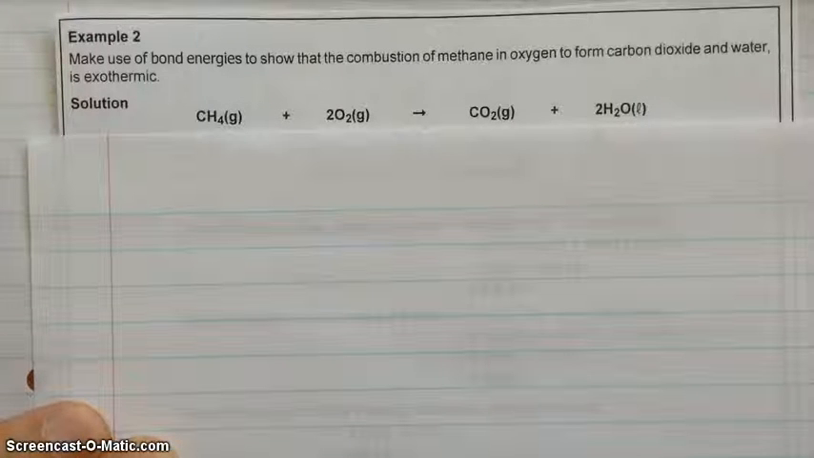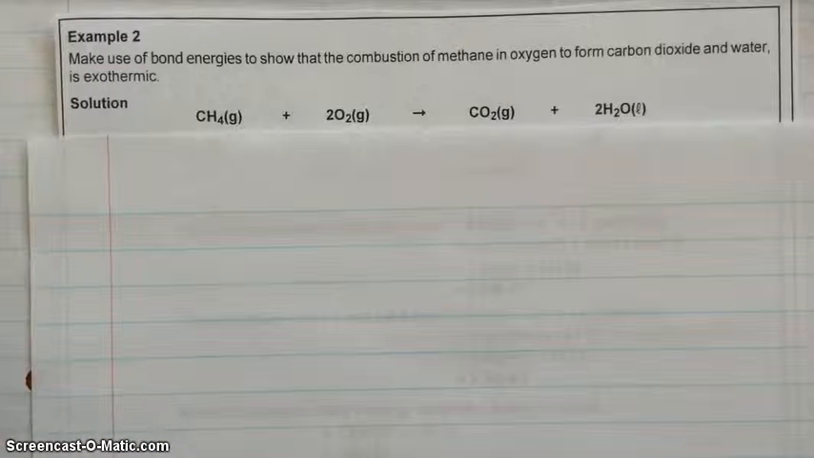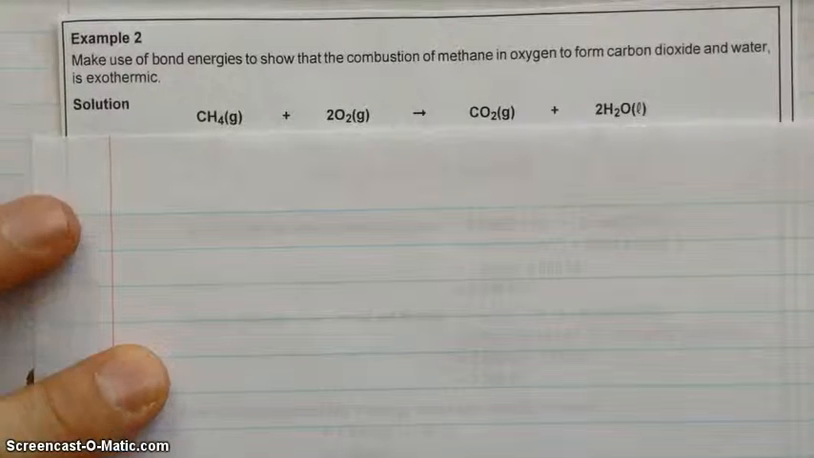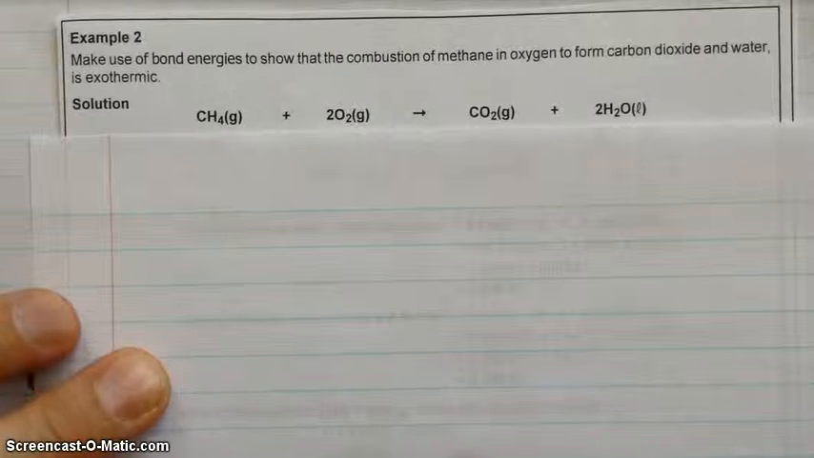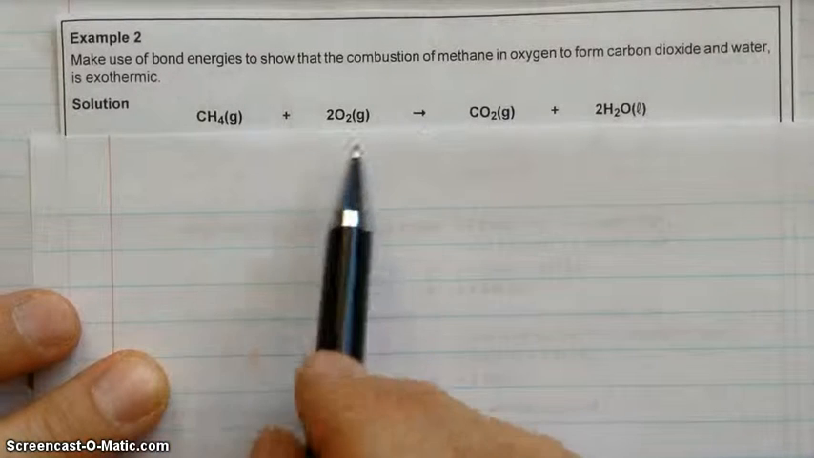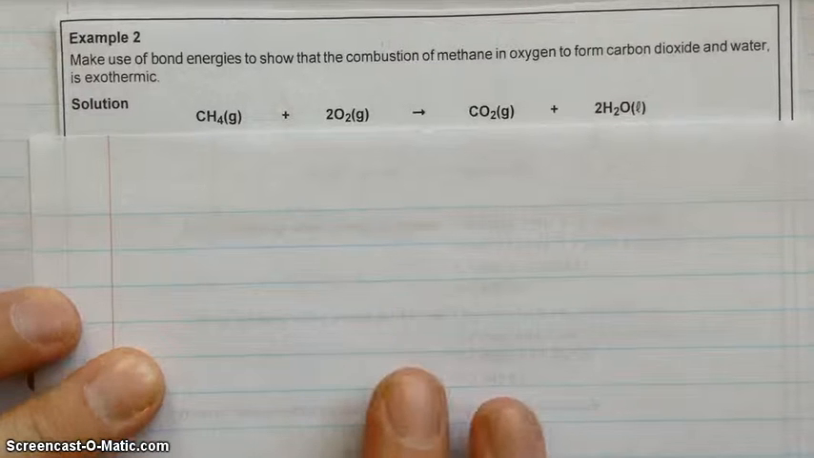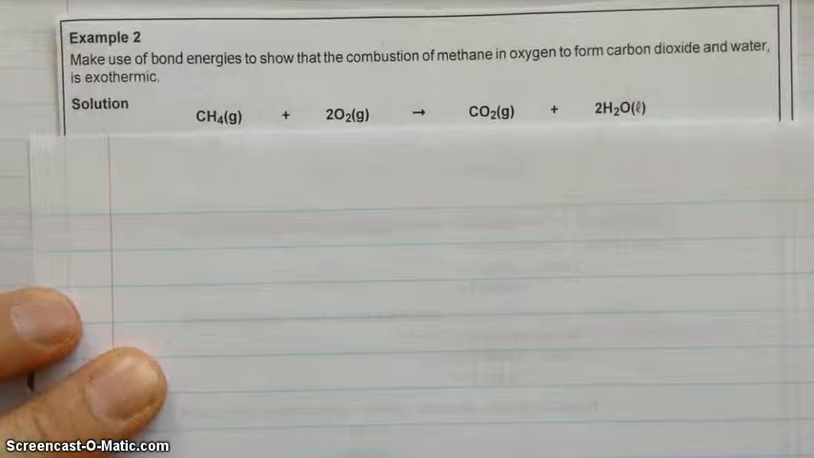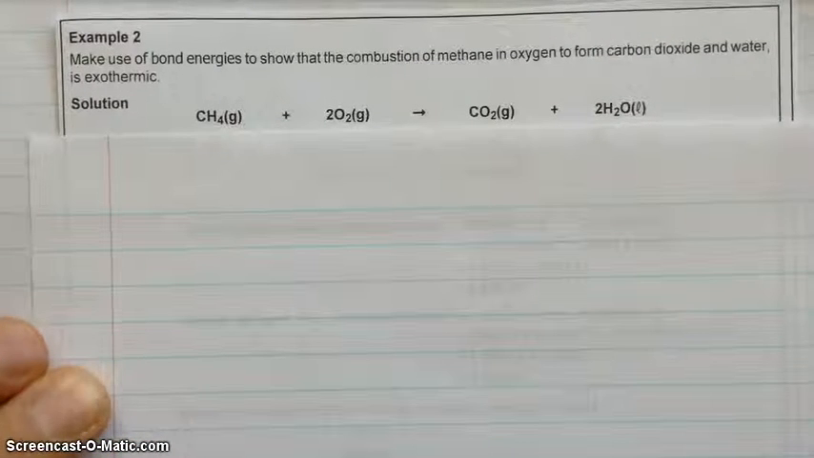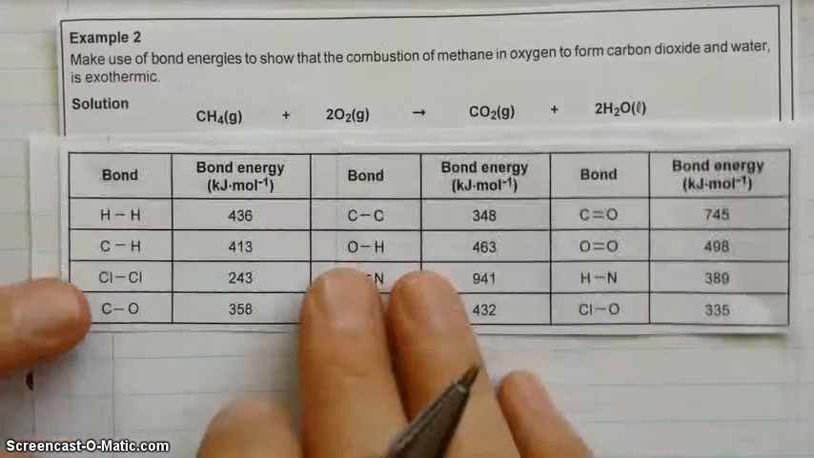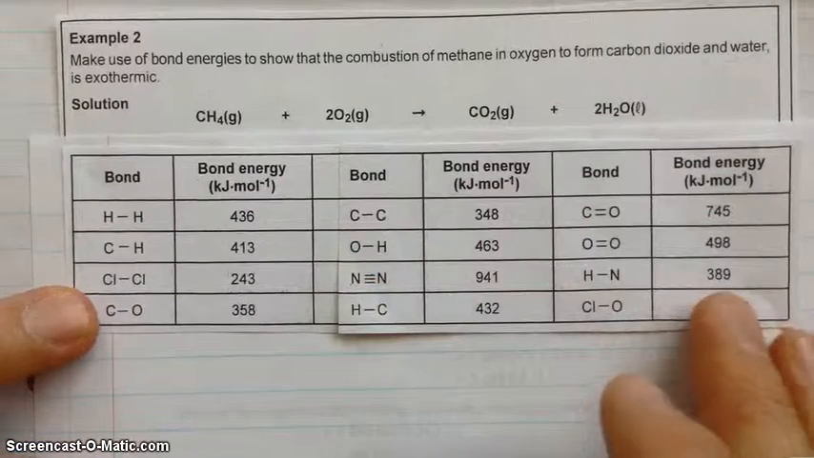So the combustion of methane is given by this formula, CH4 plus O2, and you will see also in organic chemistry that it's always CO2 and water as your products. Now, for you to be able to work this out and work with the bond energies from a table, the table of values will look something like this.